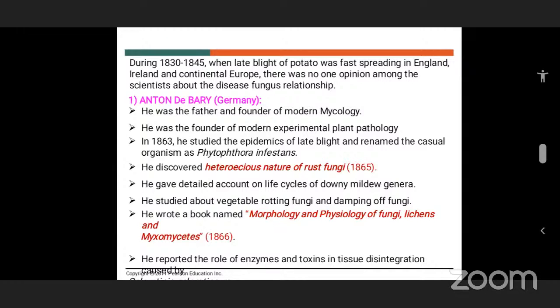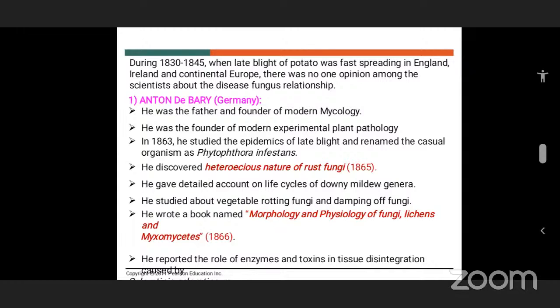From an examination point of view, they may ask who wrote the following textbook. What is the textbook? It was written by Anton de Bary. The answer is Morphology and Physiology of Fungi, Lichens, and Myxomycetes. That is the book, written by Anton de Bary, who discovered the heterogeneous nature of the rust fungi. In a multiple choice question, they will also give different scientists, but we should pick Anton de Bary.